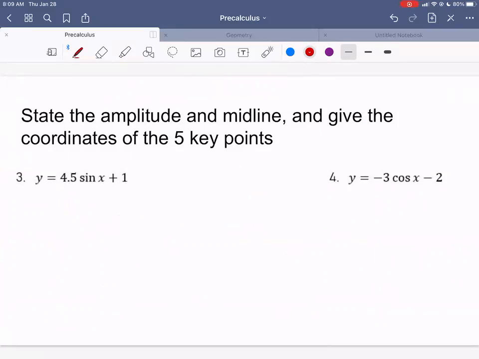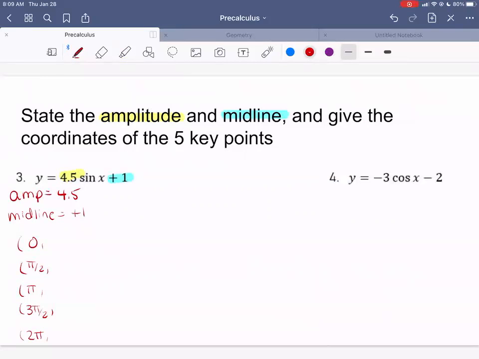We're going to do one more here, and that's number 3. So our amplitude on this one is 4.5, because our amplitude and the a value are the same. Now we want to state what our midline is, which is whatever's being added on the end. So now we can find our values. So 0, pi over 2, pi, 3 pi over 2, and 2 pi.